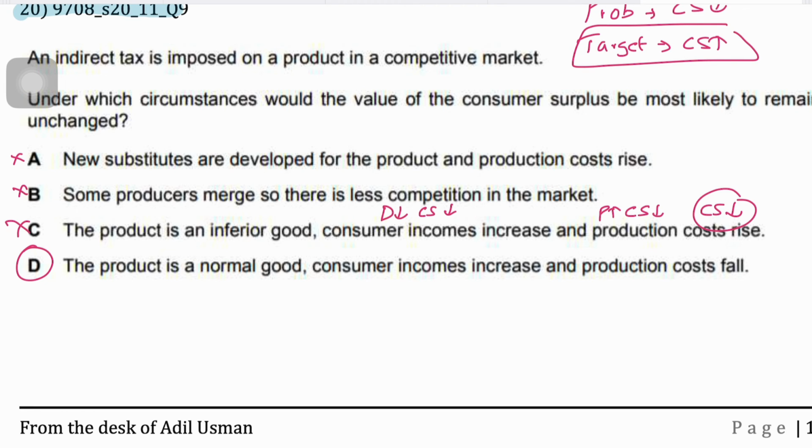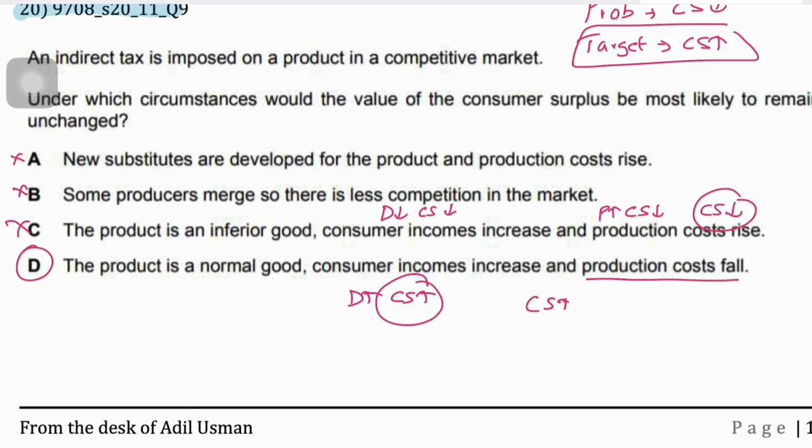So when consumer incomes increase and the product is a normal good, the demand will go up. And remember that whenever the demand goes up, the willingness to pay goes up. If I'm willing to pay more, irrespective of the price I'm paying, it will drive up the consumer surplus. So the consumer surplus will increase. And production costs fall. If the production cost is going to fall, again that will cause the prices to go down, and that will cause an increase in consumer surplus.